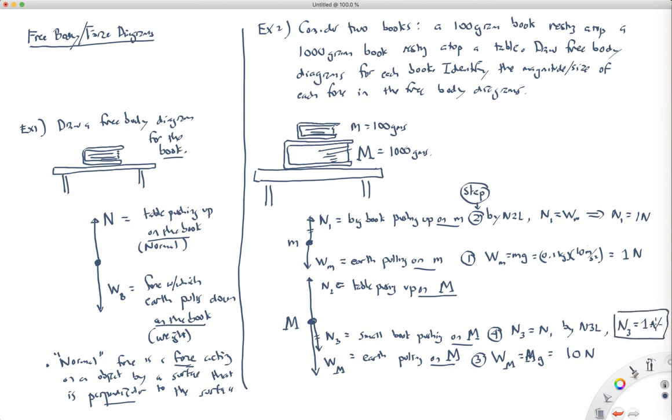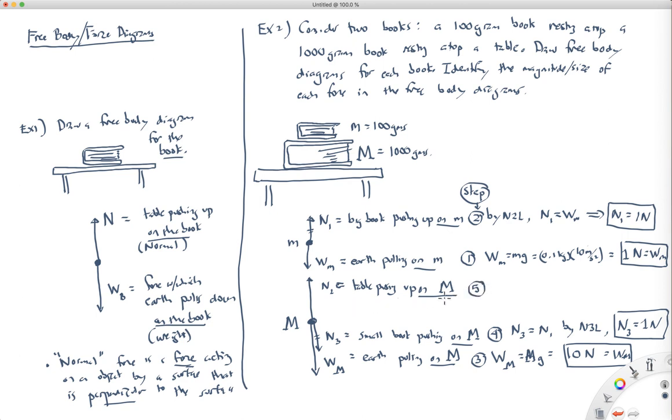I hope you're not confused by the N here. That's not a normal force, that's a Newton. We know the weight of the little book is 1 Newton. We know N1, that's the force with which the big book pushes up on the little book, is 1 Newton. We know the weight of the big book is 10 newtons. And now the only one we need to find out is N2, the force of the table pushing up on this mass. That would be step 5.